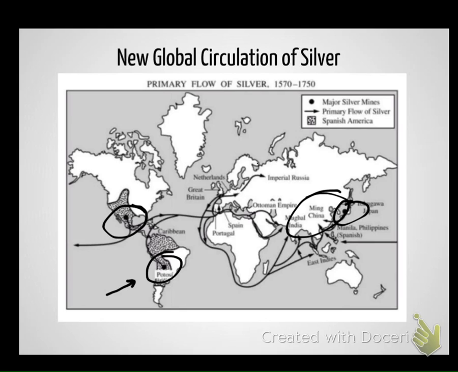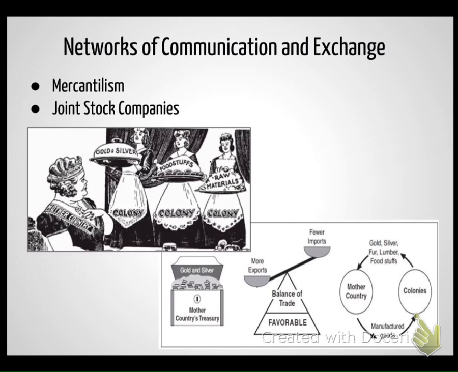And the wealth from the silver trade is now going to be circulating, as we talk about this new global circulation of silver, moving from the Americas into Europe, and then buying goods that we see in the East. And so this is a major thing you want to understand that's going on during this period of time. Also, when we're looking at this idea of the globalized networks of communication and exchange, is the idea of mercantilism.